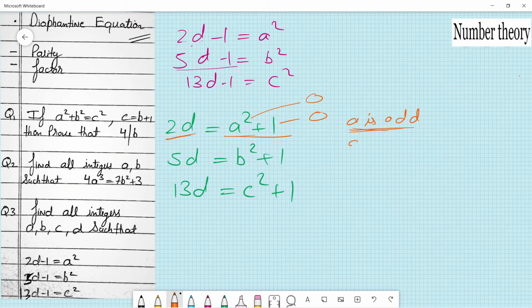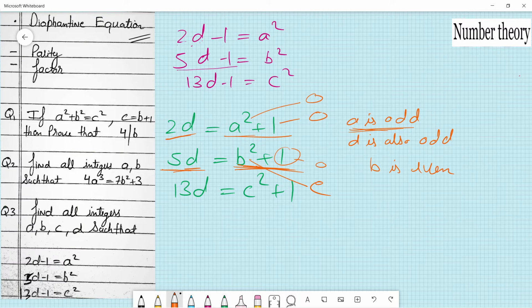A is odd and d is also odd. Okay. Now since d is odd, this whole term is odd. Now this also has to be odd. This is already odd. So this has to be even for this whole term to be odd. So from here we get b is even.